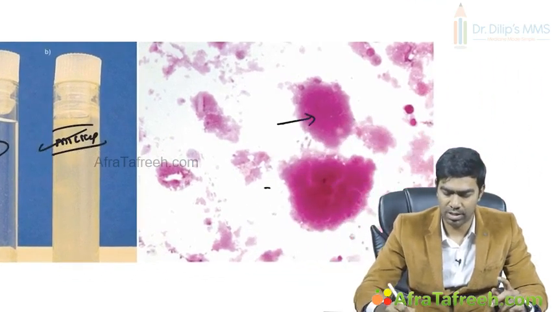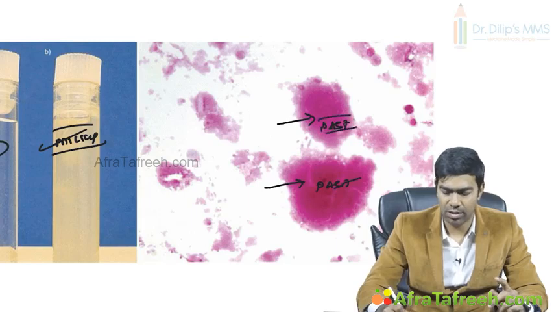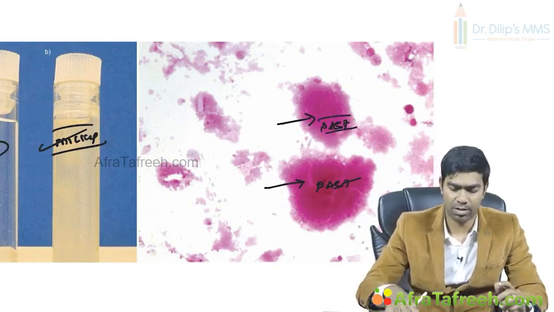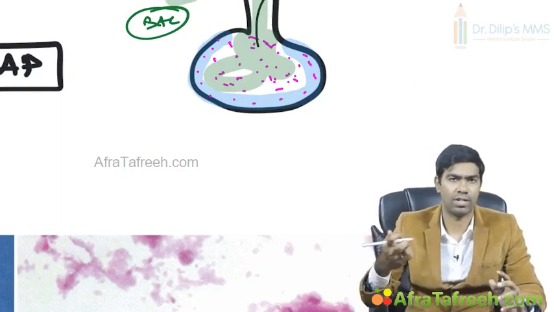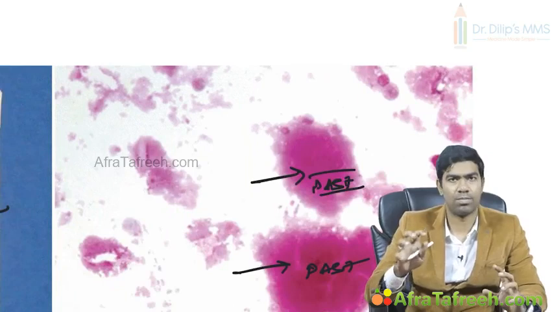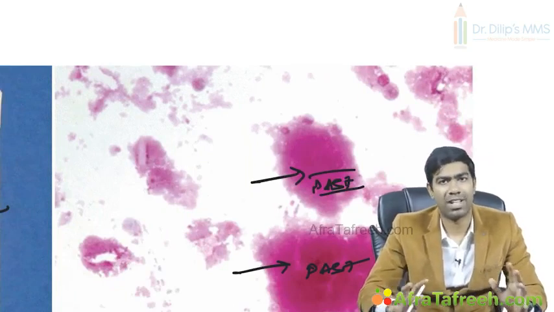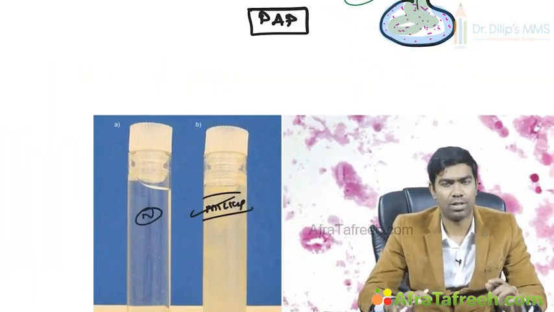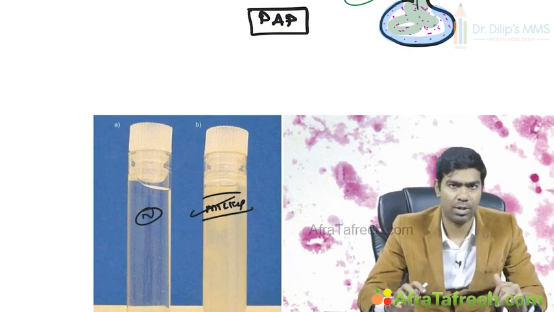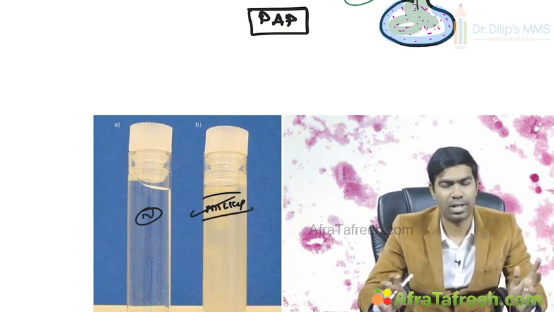At the same time, you can see these PAS positive flocculant densities, which can be seen outside as well as inside the macrophages. That is because of severe surfactant accumulation. That is what you're going to see in the BAL fluid when you stain with PAS: these spongy flocculant PAS positive densities. This is a characteristic feature of pulmonary alveolar proteinosis. It is due to surfactant accumulation in the alveoli. And that is a treatment also.